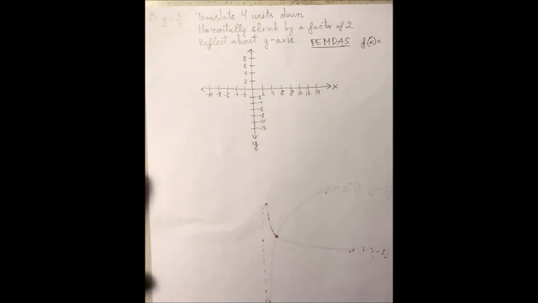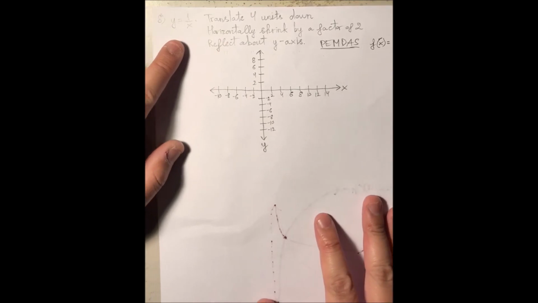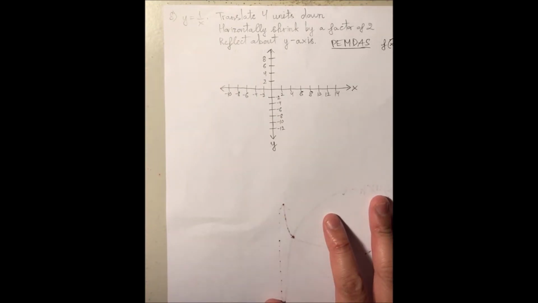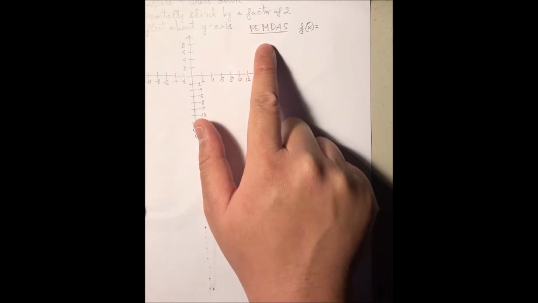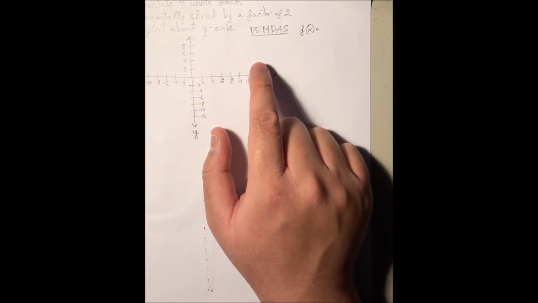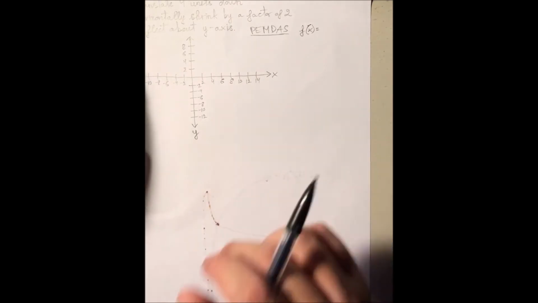Okay, here's another example of function transformation. In this case, we are going to have the parent rational function of 1 over x. So as usual, we are going to use the order of operation PEMDAS, and we are going to write one transformation at a time for each of these three transformations.